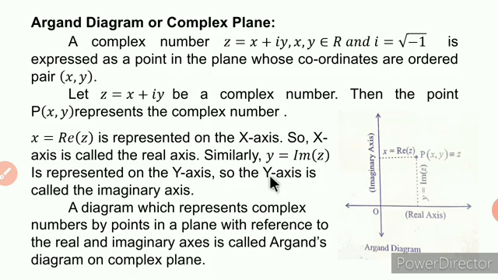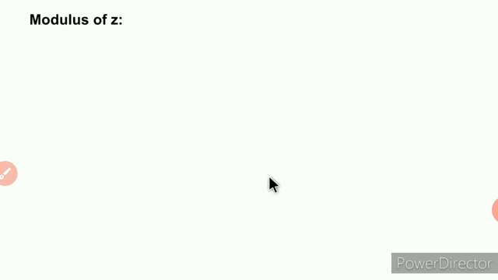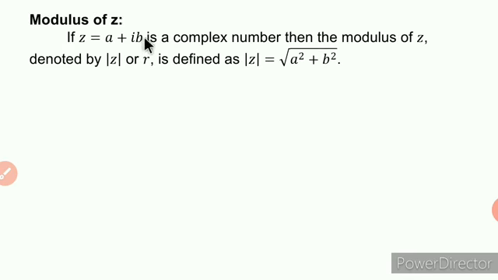Now the next part is modulus of z, means modulus of complex number. So if z is equal to a plus ib is a complex number, then the modulus of z is denoted in this way and it is called as mod z, or simply we represent it by r, is denoted as mod z is equal to square root of a square plus b square, or r is equal to square root of a square plus b square.